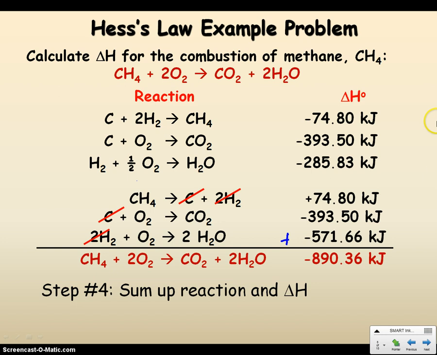Now a little point of clarification. What does this negative delta H mean? Just to refresh our memories. If you have a negative delta H, that means it is exothermic. So this reaction is releasing heat, which should make sense if you think about why do we burn methane? To get heat.